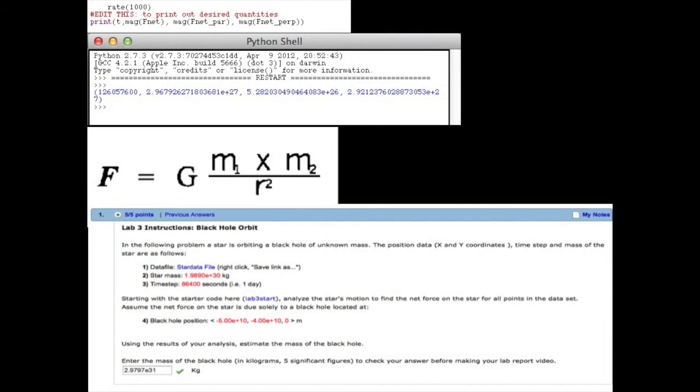It checks out. The model is able to predict the mass of the black hole based on the positions, therefore velocities, therefore momentums, and then therefore forces, which can be used to solve for the mass.